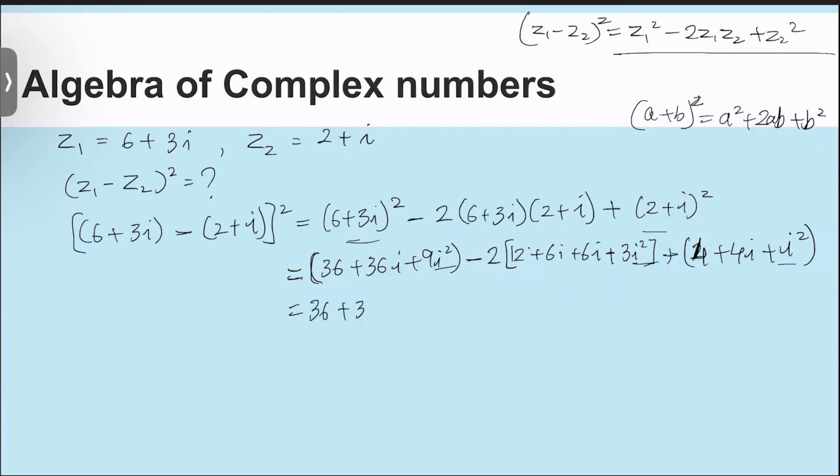36 plus 36i minus 9. Then you expand this bracket, so you have minus 24, and over here this will be 12i, so this is again minus 24i. And this becomes minus 3, so minus 3 into minus 2, you have plus 6. And then 4 plus 4i, and over here this will be minus 1 again. Again, you take all the real numbers to one side.